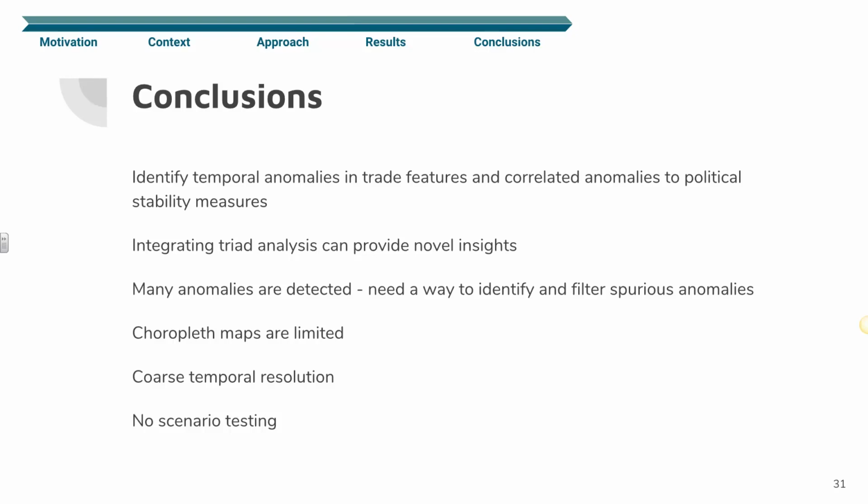So, overall, they provided a framework for identifying temporal anomalies and trade features, and then correlated those anomalies with political stability measures. They integrated triad analysis to provide some novel insights into these processes. One problem is that a lot of anomalies are detected, so they need a better way of figuring out which anomalies are spurious and which ones you should actually look at. They also decided choropleth maps are limited just because of the sheer number of countries that you need to visualize with each map.